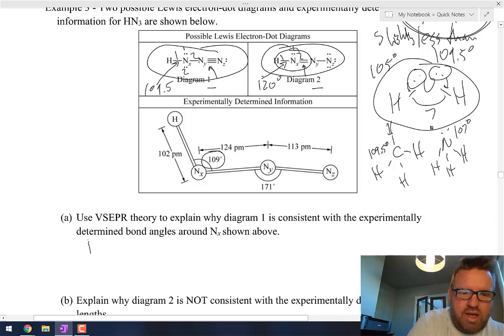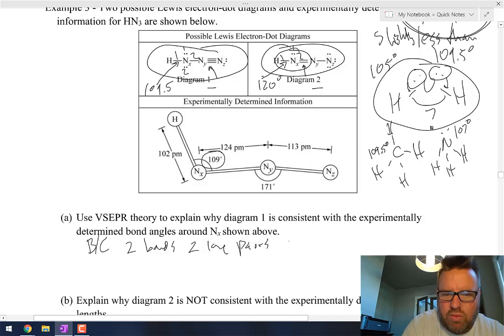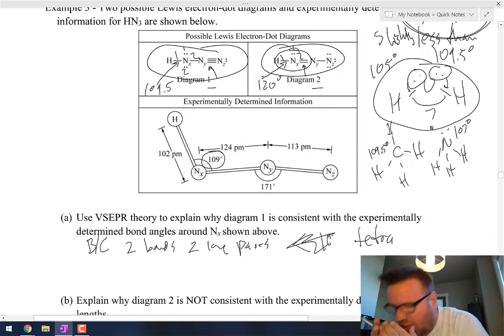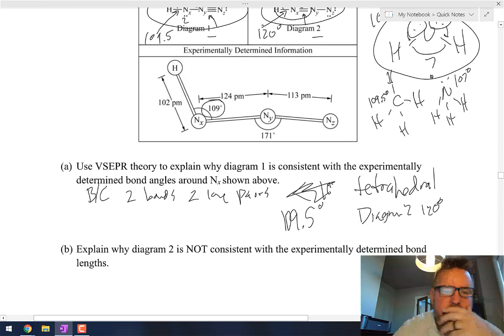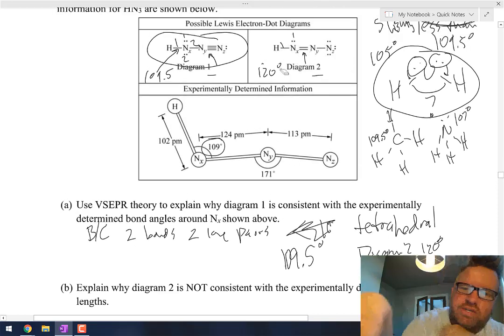I would say because there's 2 bonds and 2 lone pairs, which are going to produce bond angles of around, and you could even mention the word tetrahedral, a tetrahedral shape that has bond angles of 109.5. And then if you want to mention it, diagram 2 would be around 120 degrees with its 2 bonds and 1 lone pair.